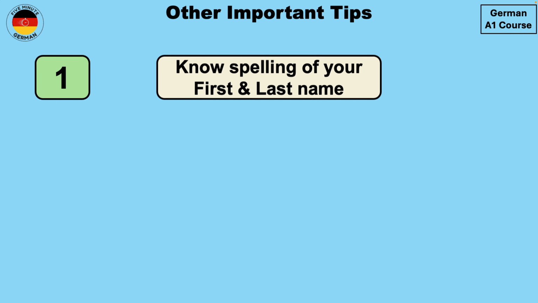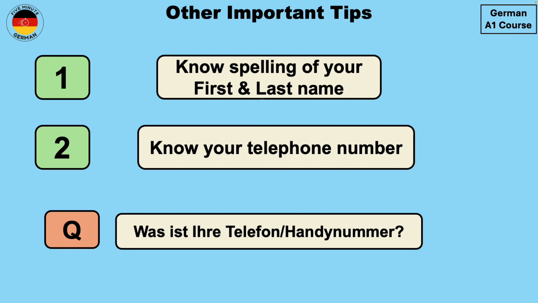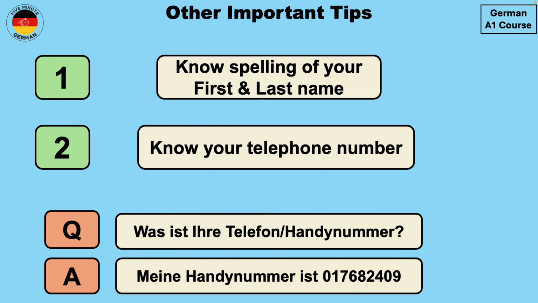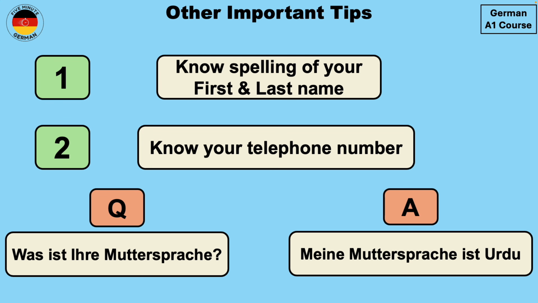The second important point is that you should know your telephone number, because the examiner can ask you, was ist Ihre Telefon or Handynummer? What is your telephone number or mobile number? Then you can answer it by saying, meine Handynummer ist 0176 82409. My mobile number is 0176 82409. Another common question which is also asked is, was ist Ihre Muttersprache? What is your mother tongue? In my case, I will answer it by saying, meine Muttersprache ist Urdu. My mother tongue is Urdu.